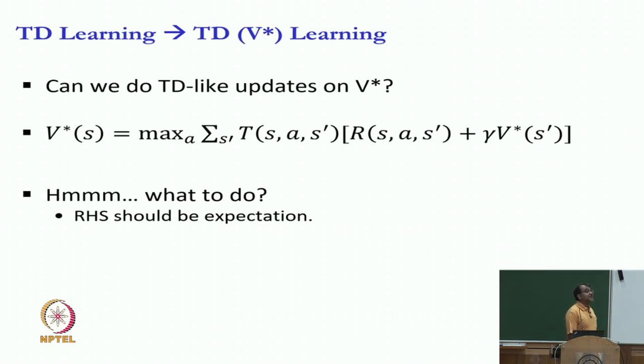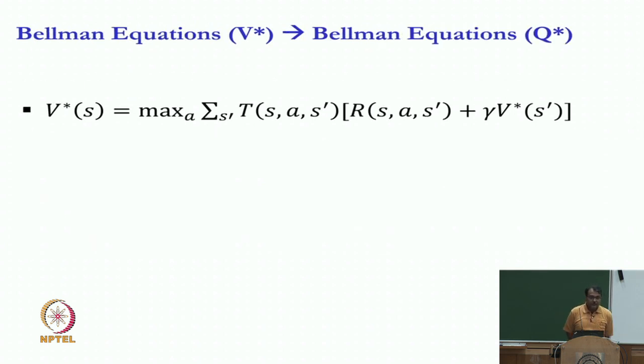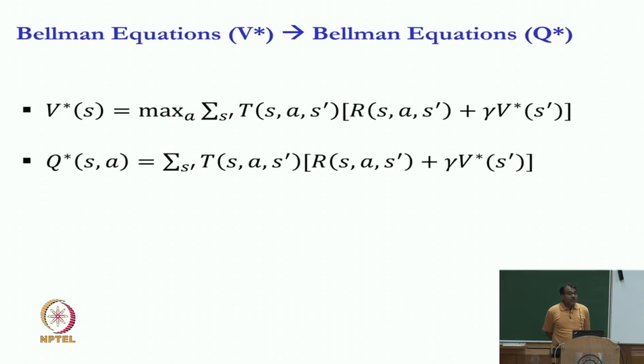So Purva says something very interesting. Instead of maintaining V star of S, let us maintain Q star of S comma A. Let us see if that is going to work for us. So this is V star of S, max over A, sum over S prime. If we have to write the equation for Q star of S comma A, what would that be? Everything without the max, that is it. So first of all, the first observation that Purva has is that it is okay, let us not compute V star, let us compute Q star. Q star is an expectation by definition.